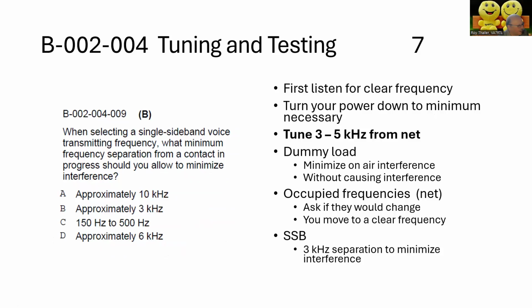When selecting a single sideband voice transmitting frequency, what minimum frequency separation from a contact in progress should you allow to minimize interference? So the answer here is 3 kilohertz. So you want to try to move up or down 3 kilohertz away from where you're hearing the signal to minimize interference. Of course, you can go further away, but 3 kilohertz is the minimum.